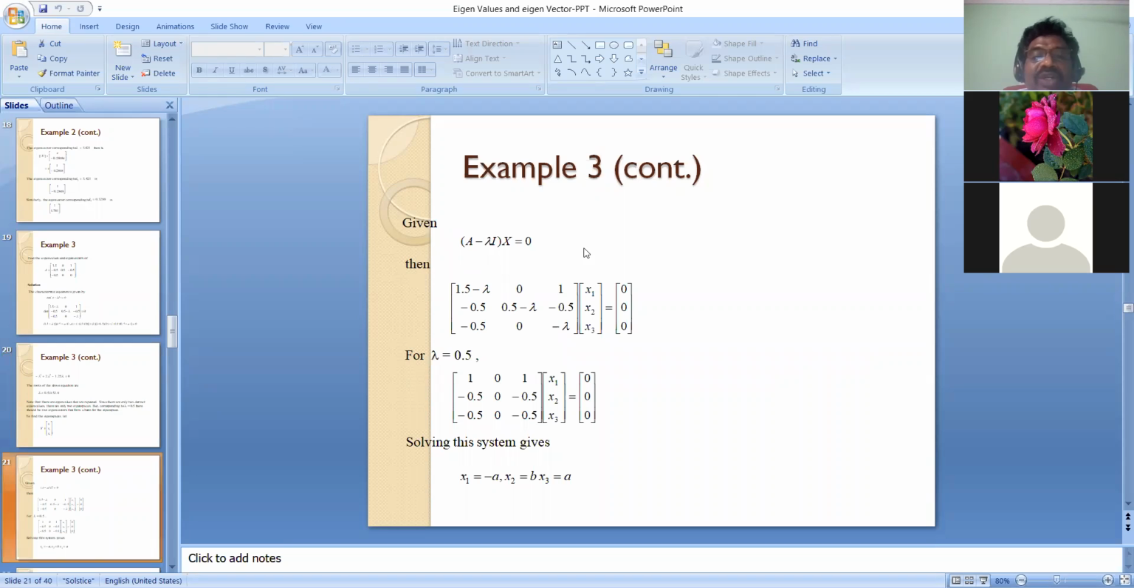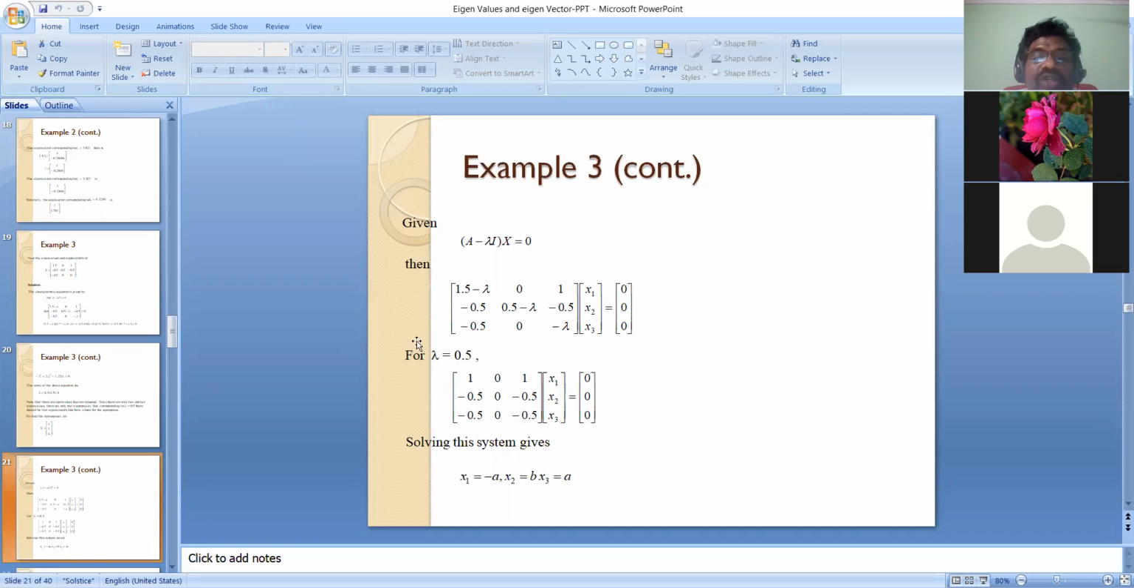So if lambda equal to 0.5, from the given matrix, (A minus lambda I) into x equal to O, or 0, that is nothing but the matrix (1.5 minus lambda, 0, 1; minus 0.5, 0.5 minus lambda, minus 0.5; minus 0.5, 0, minus lambda) into (x1, x2, x3) equal to the column vector (0, 0, 0).